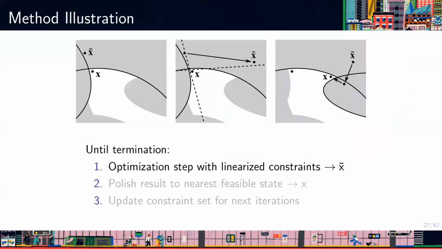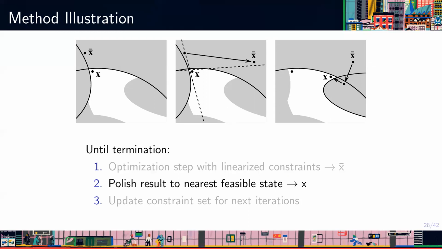So here's an overview of our method. Each GINI iteration, we take the optimization step with linearized constraints, resulting in the state X bar. In the image, it starts in the infeasible region, and the constraints aren't a perfect representation of global injectivity, so the state still ends up in an infeasible region after the solve, shown center. The polisher then takes this state and finds the nearest feasible configuration through multiple steps, shown in the right panel, giving us a feasible state X.